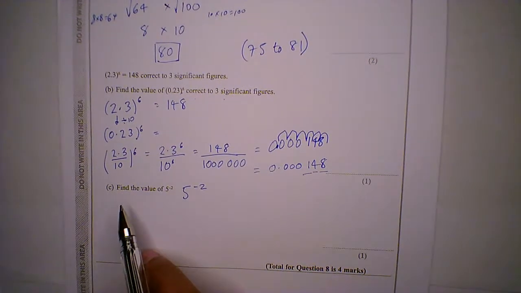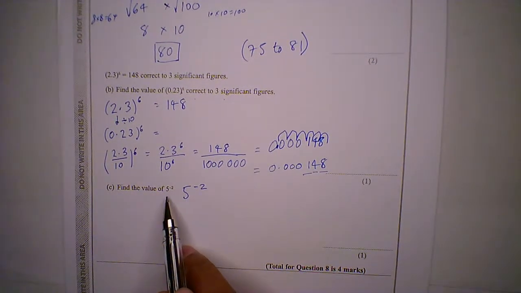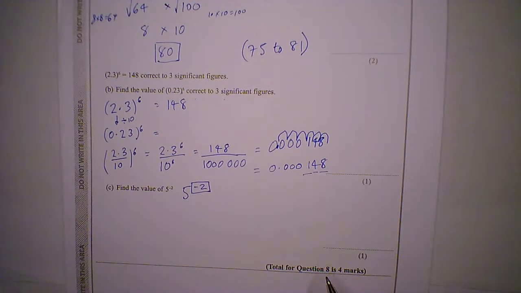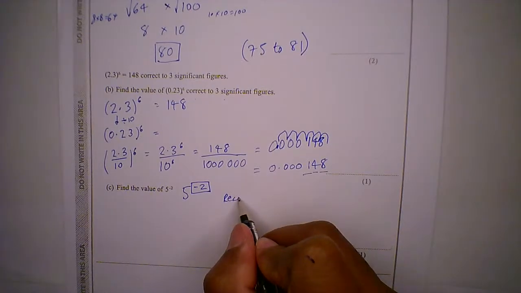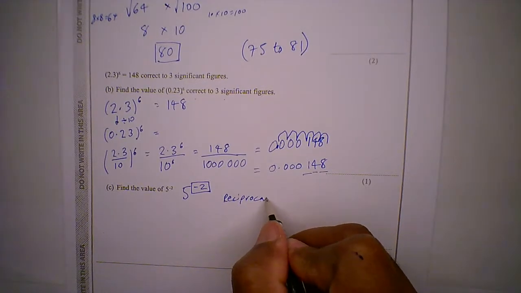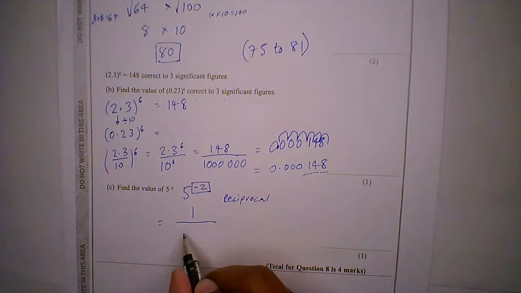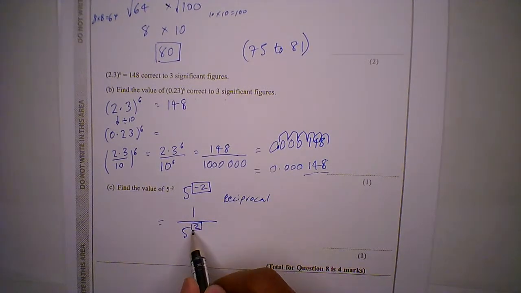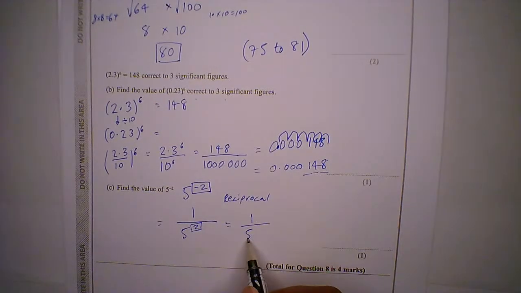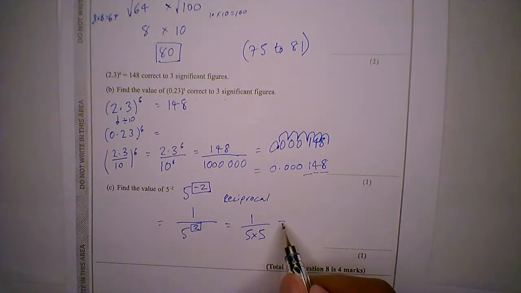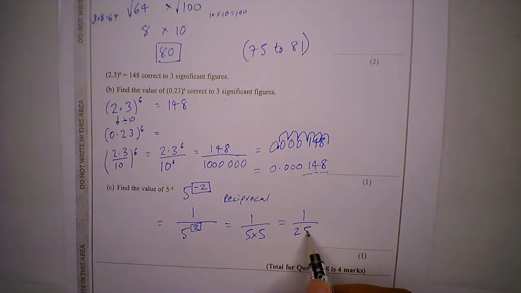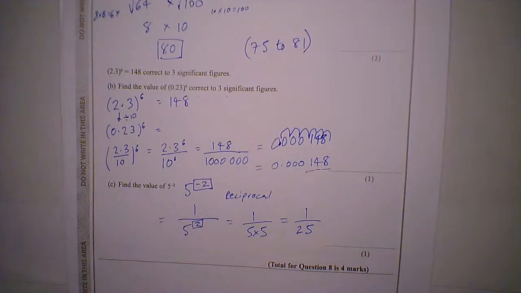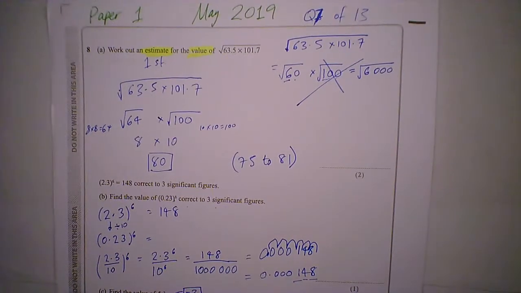Let's look at part C. Find the value of 5 to the power minus 2. So again, we've got a negative. A negative means reciprocal. And so I can do 1 over 5 squared. So now the negative has disappeared. It's now positive. So that's just 1 over 5 times 5. 5 squared is 5 times 5. So 1 over 25. And that's my final answer. So hopefully you've got those answers. Let's go to the next one, question 8.